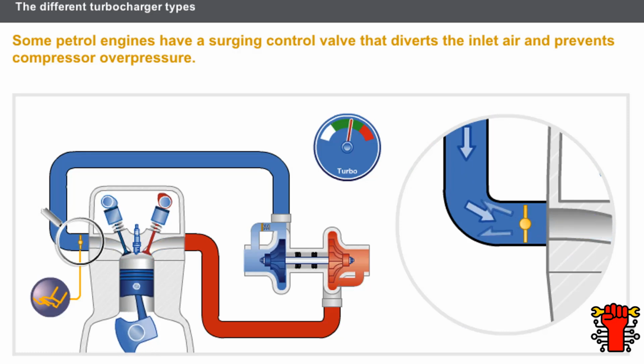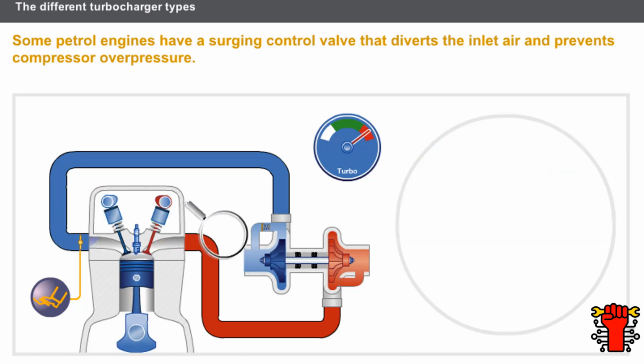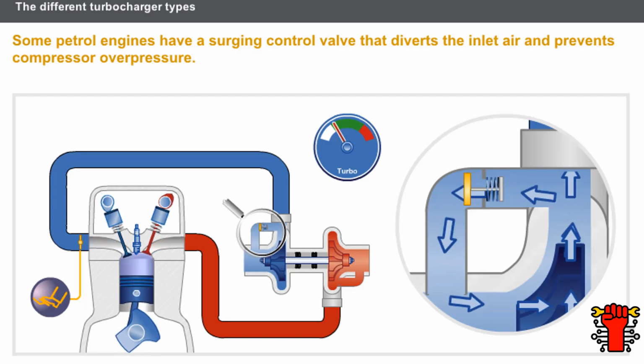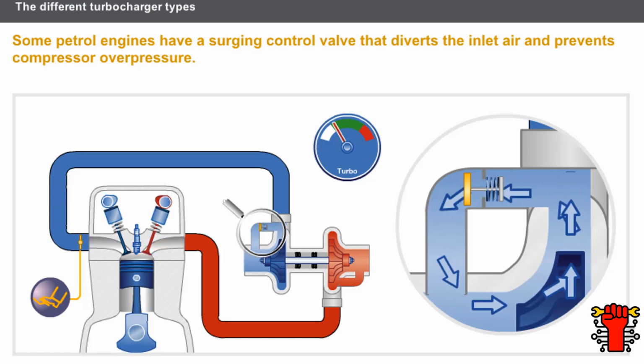When the accelerator is released quickly, the throttle closes and the pressure increases in the inlet tract. This phenomenon is called surging. The valve then opens and lowers the pressure considerably. Be careful, surging can damage the compressor.